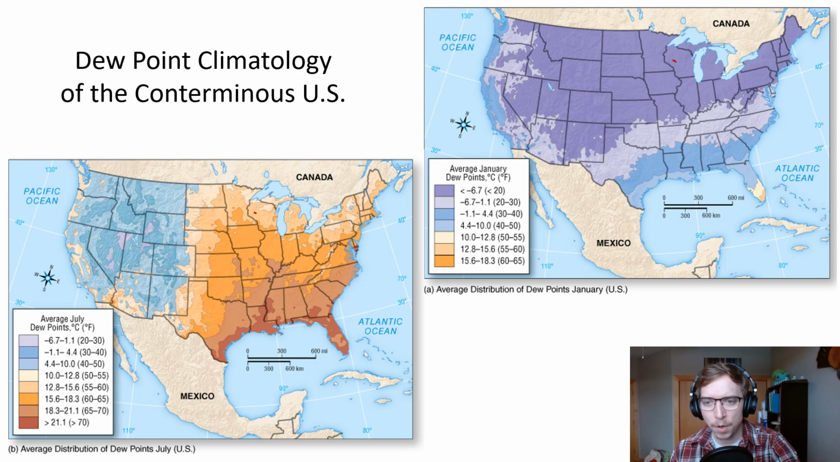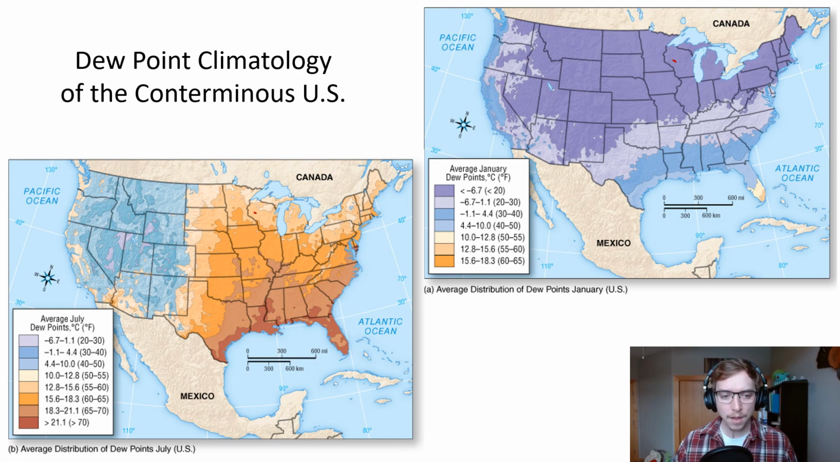So in January, our average dew points are somewhere below negative 6.7 degrees Celsius. And in July, they're somewhere around, it looks like, 12.8 to 15.6 degrees Celsius. So we can see how much that changes throughout the year. Those are just averages based off of the climate in the United States. So depending on the temperature, that can mean that you've got dry air or you've got very moist air.